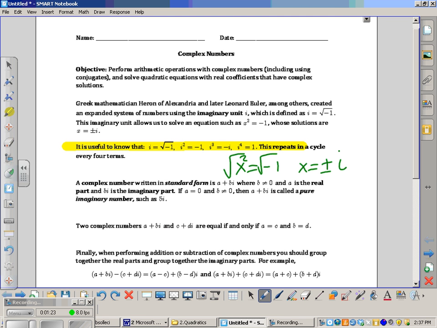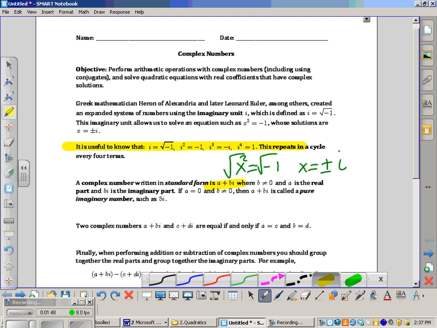It seems a little bit out of the ordinary, but I think you're going to see this is really just a case of simplifying square roots that have negatives underneath them. Another thing here, I see a complex number written in standard form is a plus bi. So that's going to be important, writing in a plus bi form.